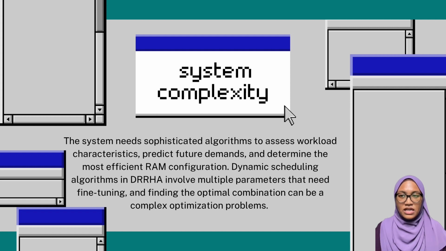So in summary, the DRRHA's dynamic nature, while beneficial for performance optimization, may introduce computational overhead, system complexity, and several compatibility challenges. So balancing the advantages of dynamic adjustment with the challenges is a key consideration in implementing the DRRHA in a computing system.